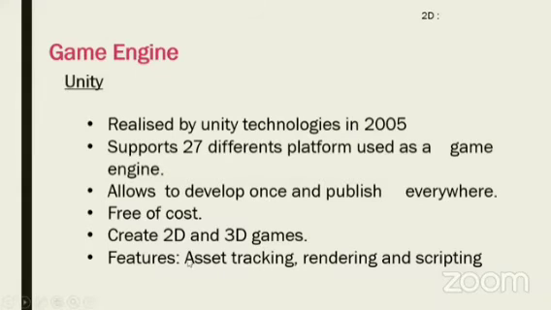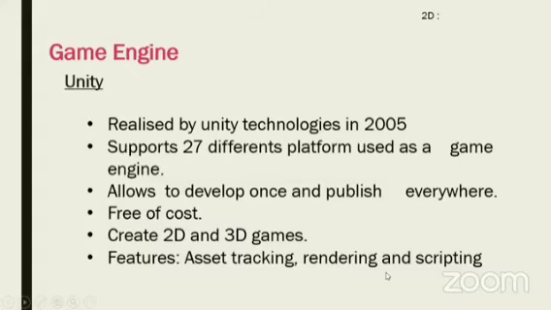And next is features. So these are the features of Unity. First is asset tracking. Asset tracking means you have to drag and drop your object. Object means if you want to create a car game, in that game, the car is your asset. The car is the object. So like that, the objects you use in your game are called assets. So you can track your asset. That is a feature of this Unity platform.